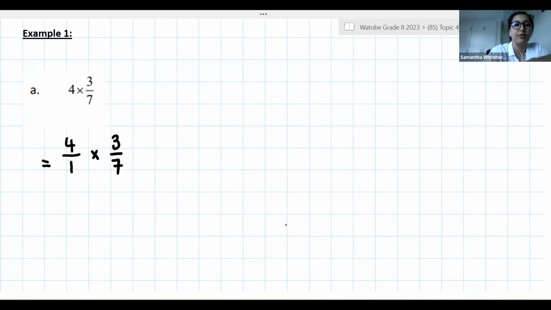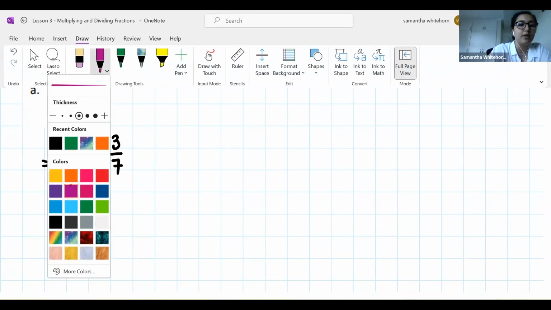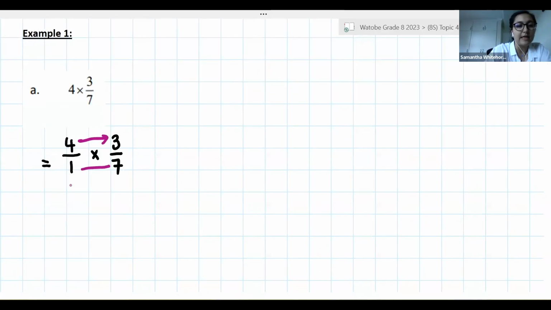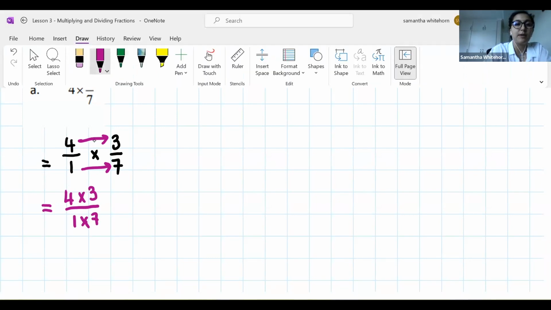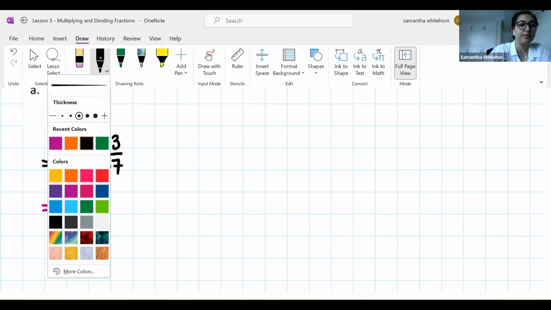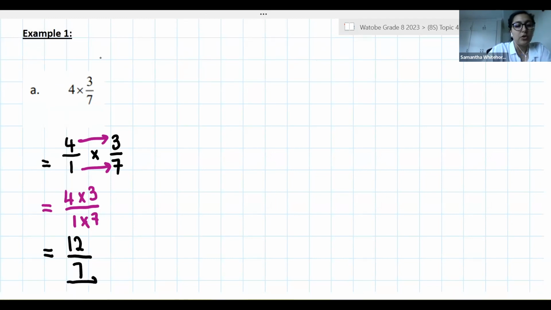Now, when I multiply with fractions, all I need to do is multiply the numerators together, and multiply my denominators together. So that's 4 times 3 in the numerator and 1 times 7 in my denominator. That is all I do when I multiply fractions. Multiply top with top, bottom with bottom. We know that 4 times 3 is 12, and 1 times 7 is 7. And so we have multiplied our 2 fractions, and we've gotten 12/7.